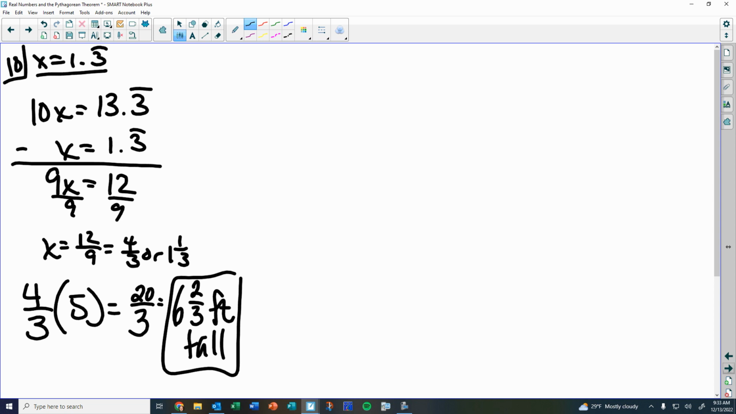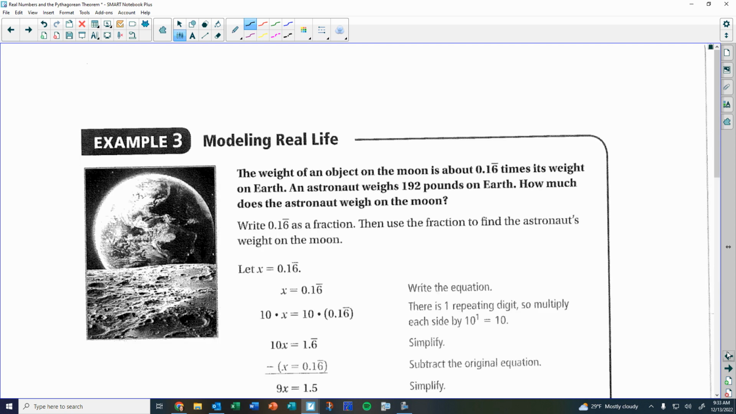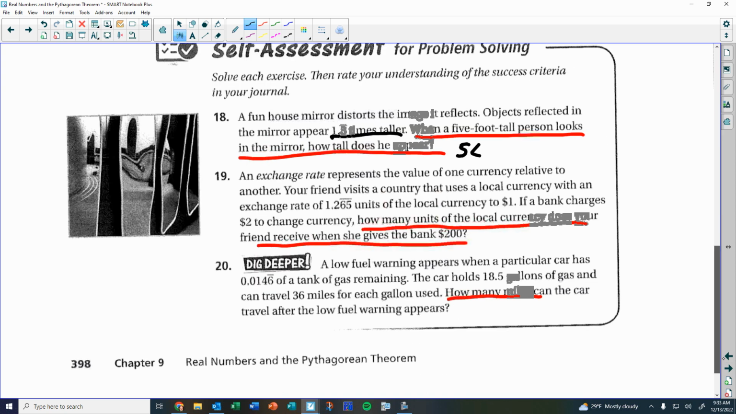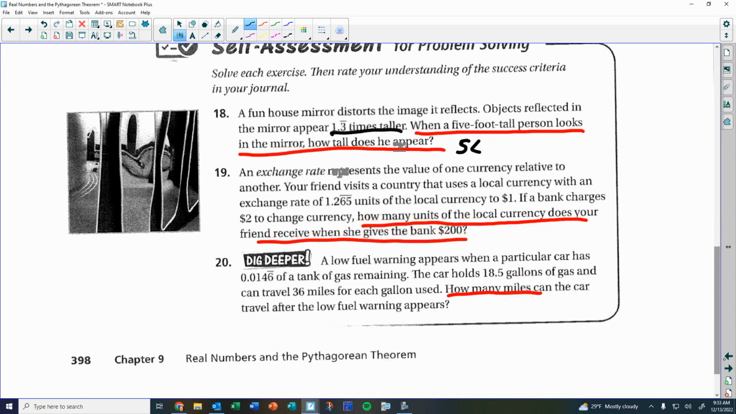All right. Now let's go back to 19. So 19 says, an exchange rate represents the value of one currency relative to another. So like if you come back from Canada or another country, right, depending on what the dollar is worth. So your friend visits a country that uses a local currency with an exchange rate of 1.265 repeating units of the local currency to $1. So it's more, right? So if a bank charges $2 to change the currency, how many units? So basically, how much money do they get if they give back $200? That's what we're looking for.